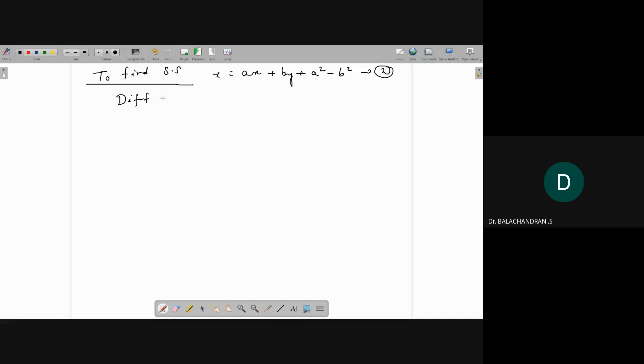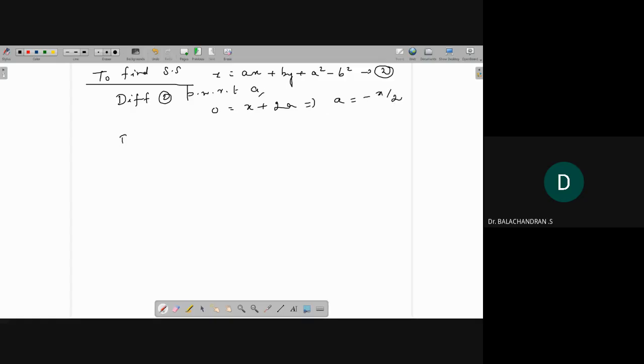Differentiate equation 2 partially with respect to a. So we get 0 equal to x plus 2a. Okay, x plus 2a. From this, what is a? We need a. a equal to minus x by 2.